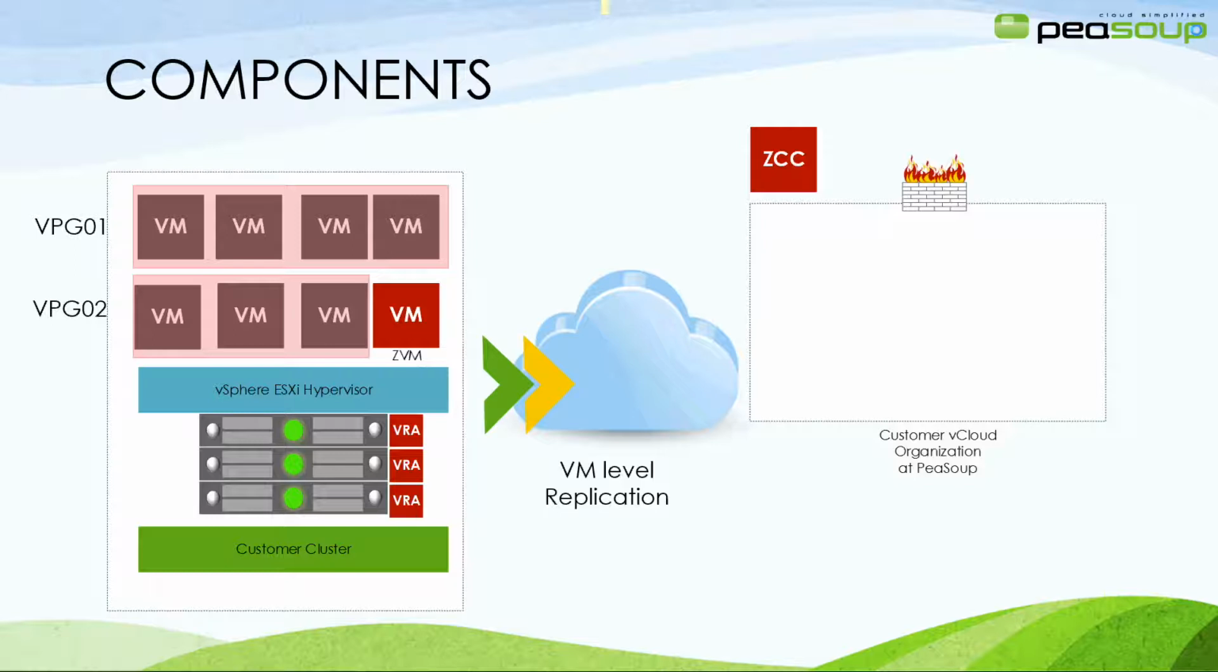Once the virtual protection groups are created, the replication starts. This replication can take some time depending on the size of the virtual machines. Once the replication is finished, a continuous process of replication will go on. This is an asynchronous replication. Once that is done, your virtual machines in that VPG are protected.